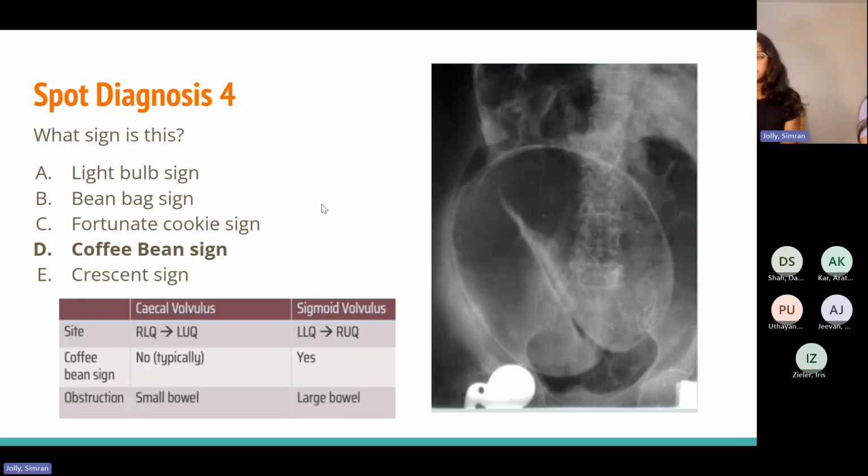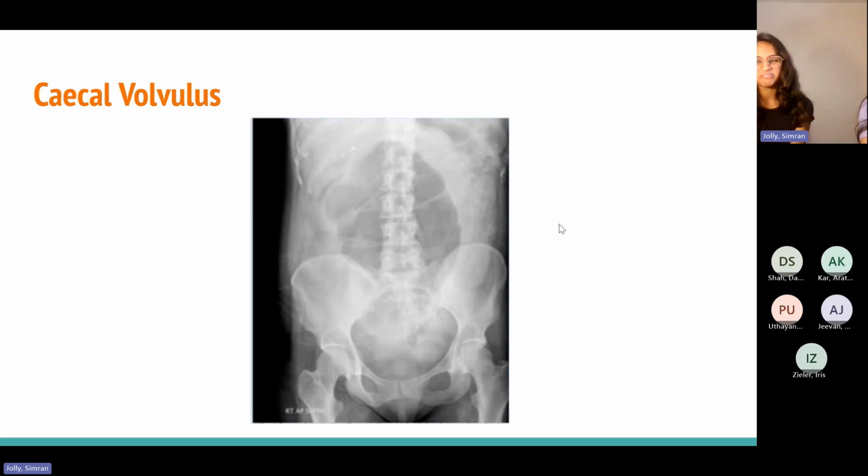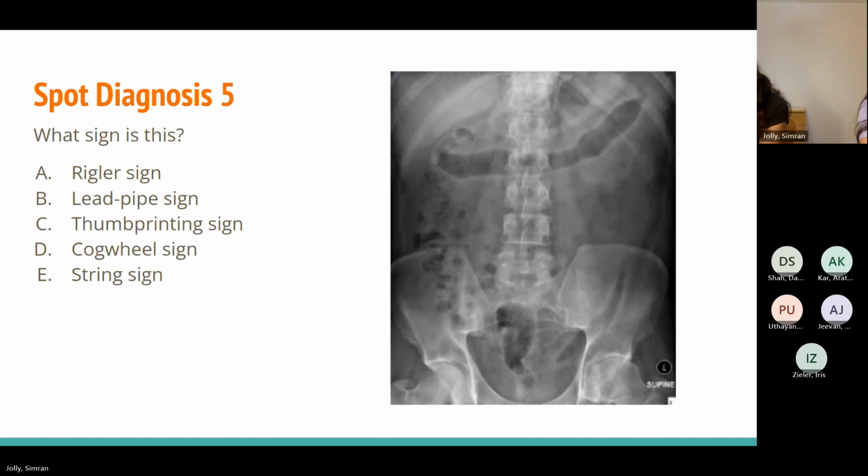And you can tell that's different from the cecal volvulus because you wouldn't see a coffee bean sign in that one. But does anyone know what sign you would see if it was a cecal volvulus? Okay, no worries. So it would be an embryo sign. I guess it's hard to see in this picture, but it's like an embryo sitting in a room kind of sign. Some are really obvious, but you just have to look for it. Okay, the next one. Anyone know what sign this is?